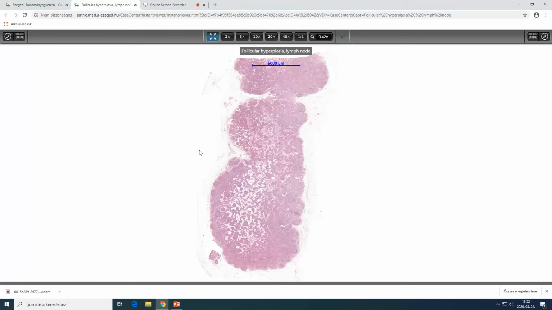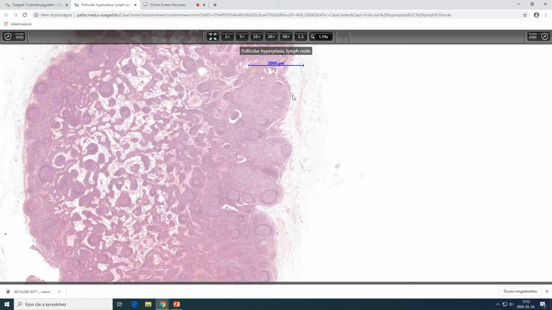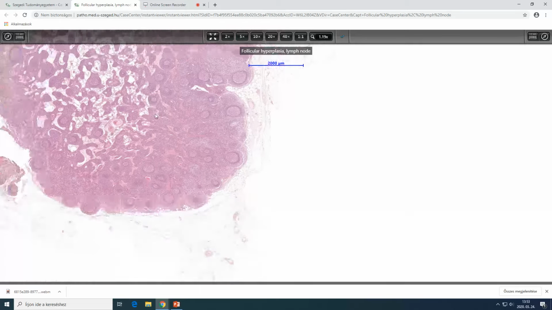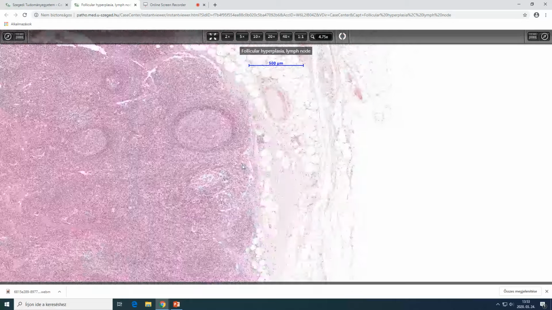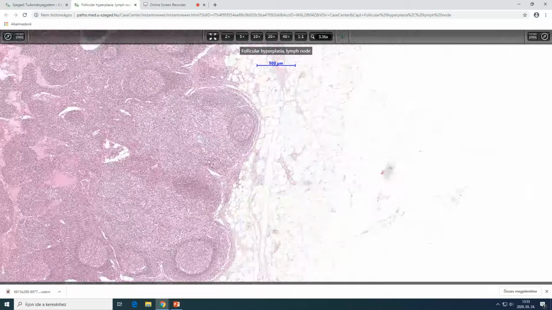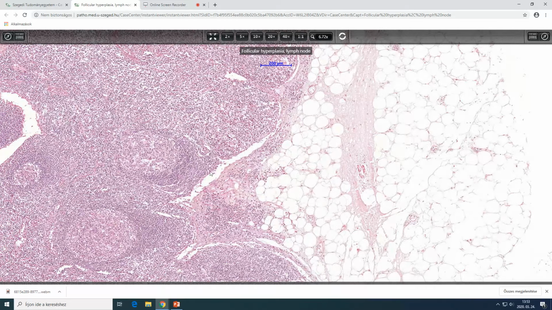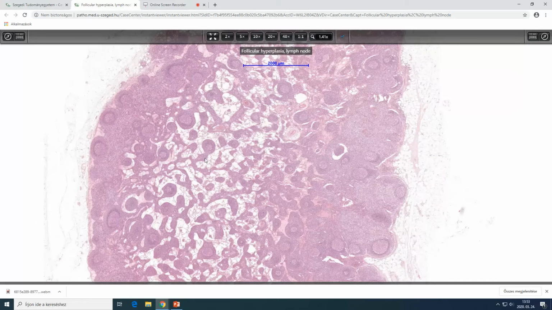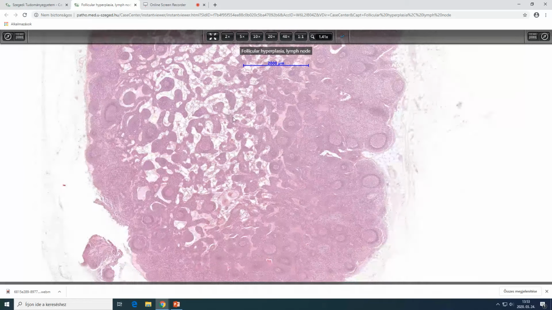Here you can see a lymph node surrounded by fat tissue. Here you can see the capsule of the lymph node. Here you can see the cortex of the lymph node, and this is the medulla. Now here you can see the subcapsular, and in the middle the medullary sinuses. The medullary sinuses in this actual case are a little bit dilated.